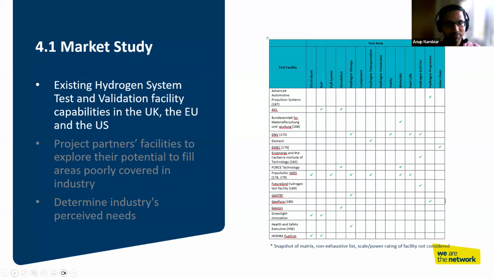Next slide, Michelle, please. The first task was the market study. And as I said, it was an extension to what we'd done within HyCoRe discovery, wherein we reviewed existing hydrogen system test facilities in the UK, EU, and US. And this image gives you a snapshot of one of the outputs from this piece of work. You can see all the test facilities listed on the left and the kind of test capabilities and test areas they work in on the top row.